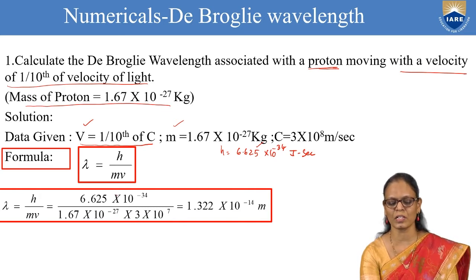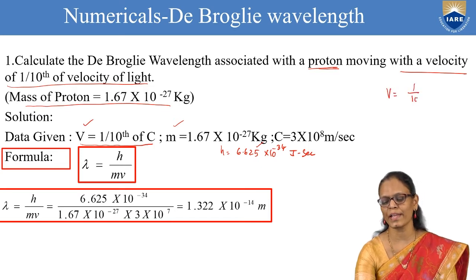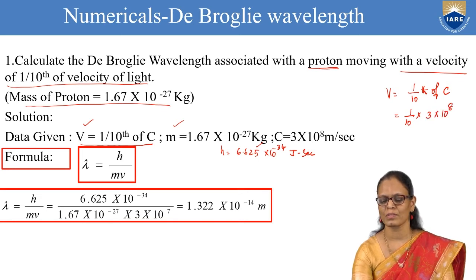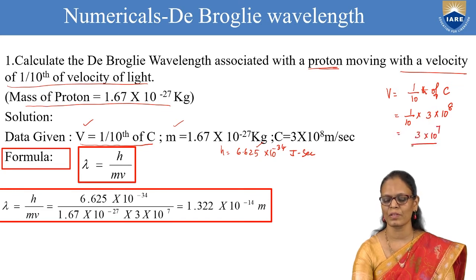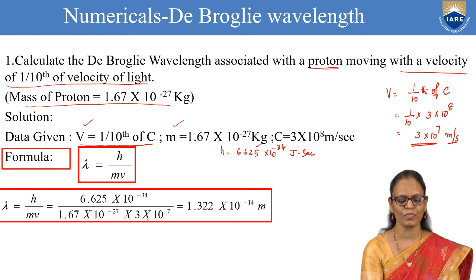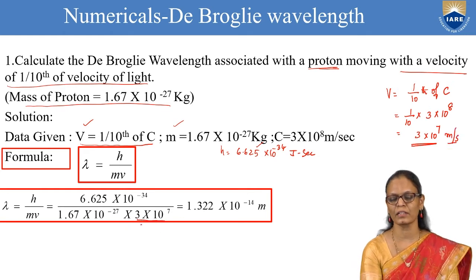How do you get the velocity? Very simple. It is given v is equal to 1/10 of c. c is the velocity of light. We have written the velocity of light here as 3 into 10 power 8. So 1/10 into 3 into 10 power 8 will give us 3 into 10 power 7. So the velocity is 3 into 10 power 7 meters per second. So we are going to substitute directly the value of v.